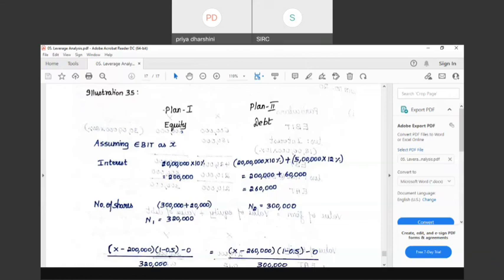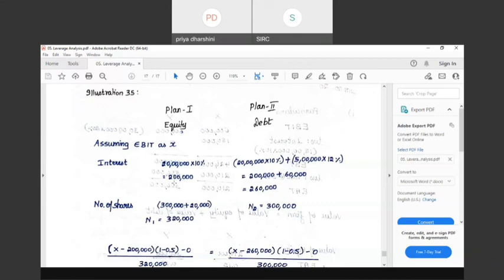Correct? So in plan 1, if I am going to raise the additional capital by equity, I will have interest only on existing debt. How much is the existing debt? 20 lakh bonds into 10%. So 2 lakh is the interest on existing debt. In plan 2, 20 lakhs of existing debt into 10% is 2 lakh interest on existing debt. Additional debt is 5 lakhs, for which it is 12% interest. So 5 lakh into 12%, 60,000 is the additional interest. So totally the amount of interest will be 2 lakh 60,000.